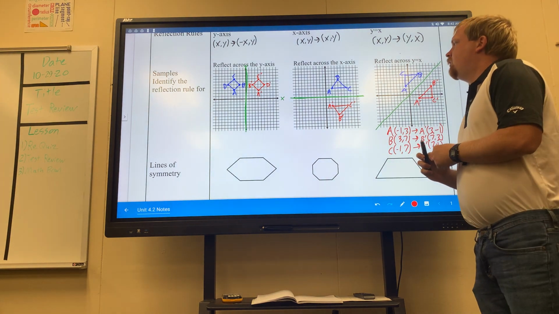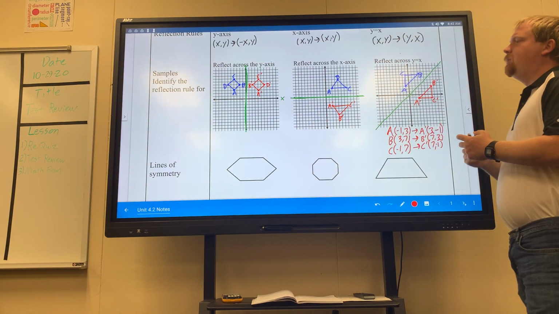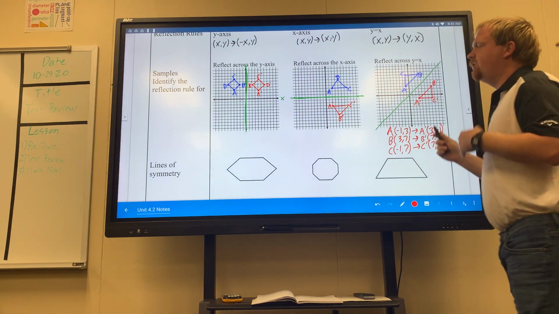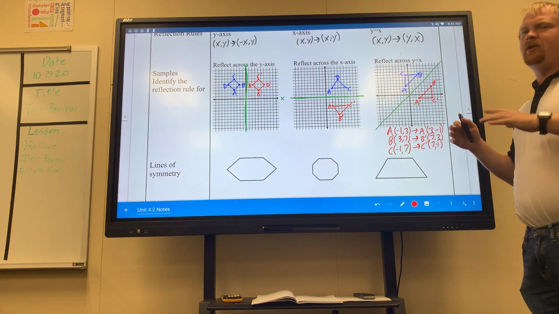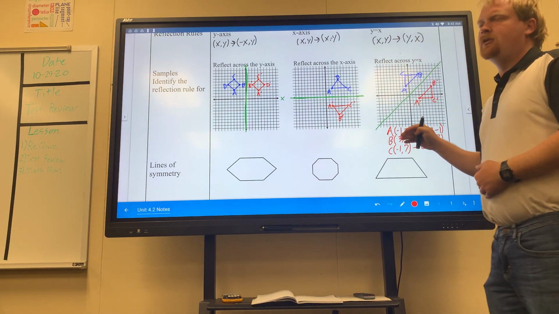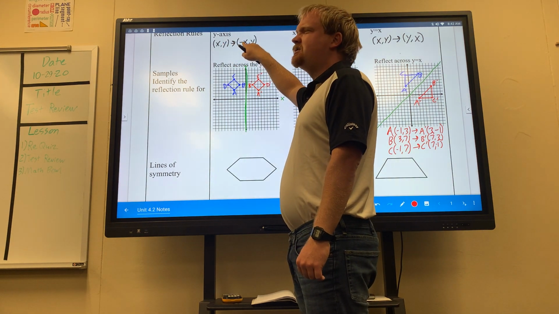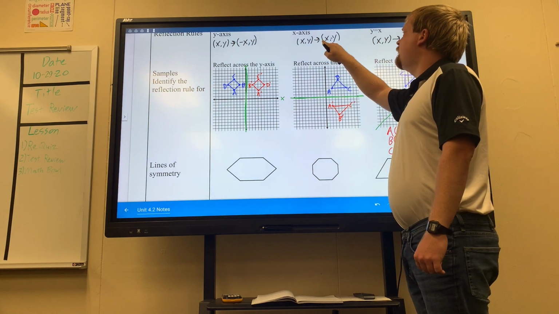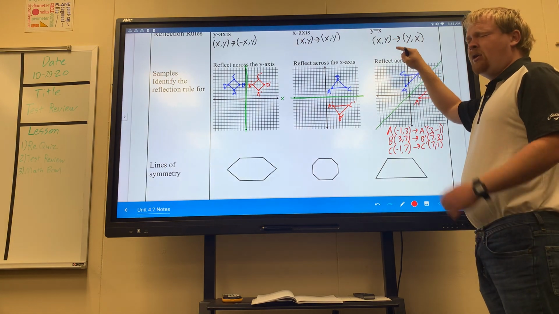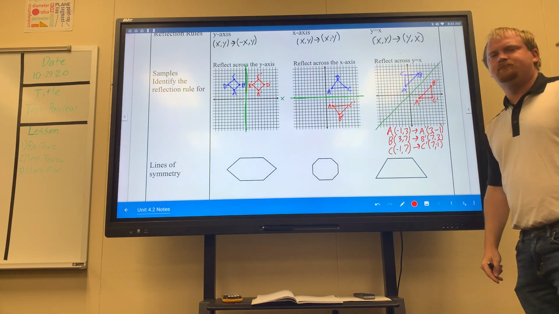Okay? So again, knowing your reflection rules is going to help you determine where it's going to be, and how you're going to reflect it. Because again, you could count from the line of reflection, but knowing that all I got to do for the y-axis, I change the sign for x. For the x-axis, change the sign for y. And for y equals x, I just switch the x and the y values. Okay?